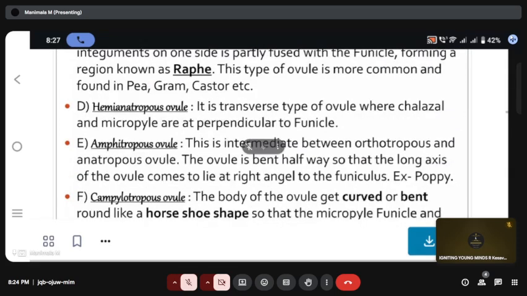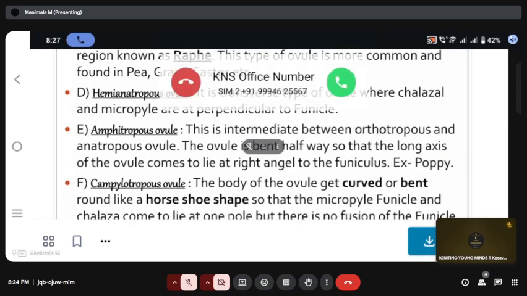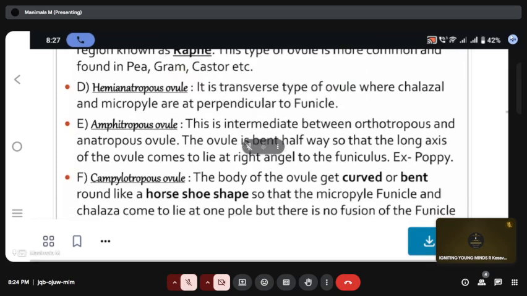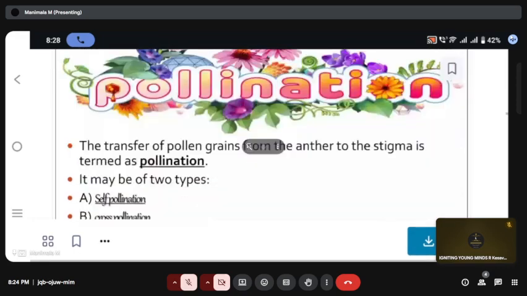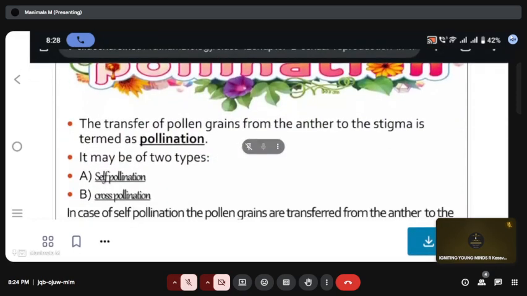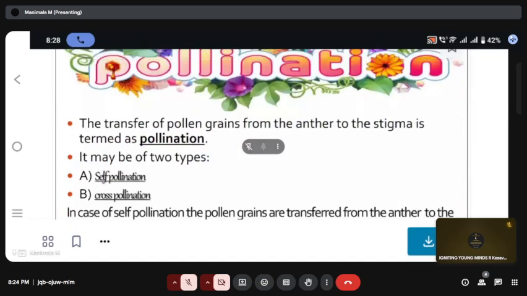Okay, we are going with the diagrammatic explanation of the anatropous ovule. And in campylotropous, the body of the ovule gets curved or bent around like a horseshoe shape, so that the micropyle, funicle and chalaza come at one pole, but there is no fusion of the funicle with the integument. So this is called campylotropous ovule.